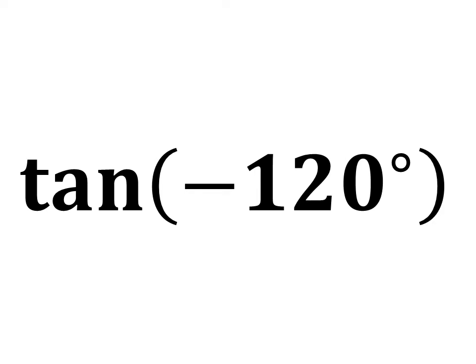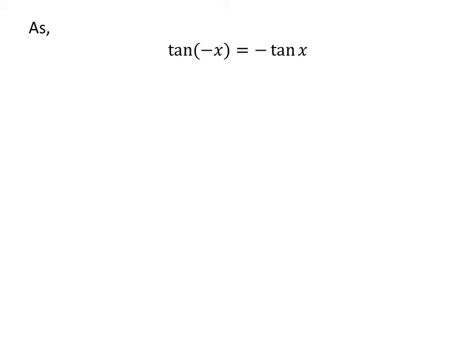In this video, we will learn to find the value of tangent of minus 120 degree. As we know, the trigonometry identity tangent of minus x is equal to minus tangent of x. The video explaining how to derive this identity is appearing in the upper right corner. Also, the URL address of the video has been mentioned in the description section.